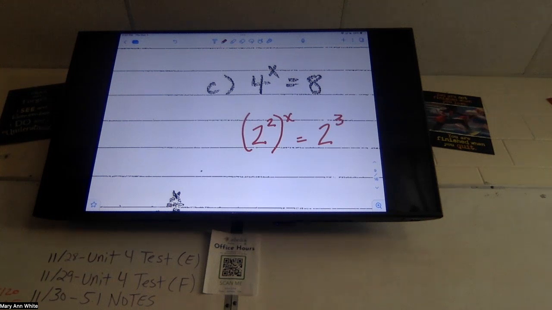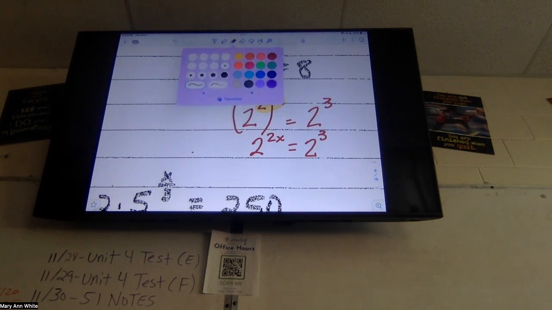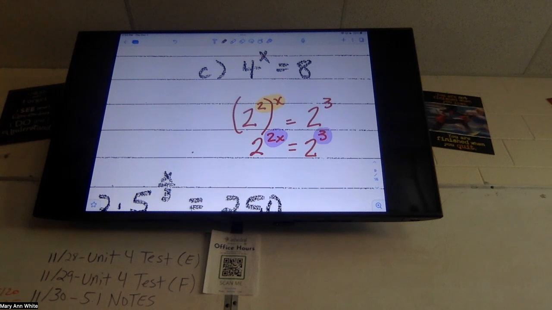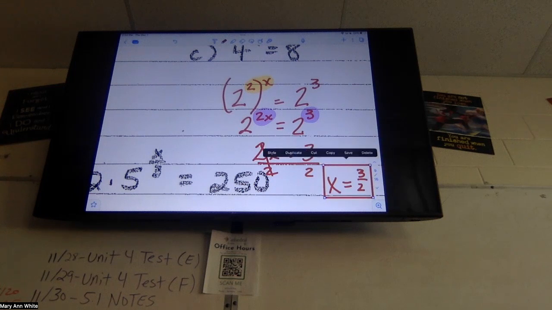I'm a little dramatic by writing 2 to the second and then an x as the exponent on top of that. But at this point, this is where we can multiply those two together. That becomes 2 to the 2x equals 2 to the third. Remember, when your bases are the same, that's when you're allowed to get rid of them. So I'm allowed to do 2x equals 3. The 2's go away because they both have base 2, so you can just set the exponents equal to each other, divide by 2, x equals 3 halves. Questions?